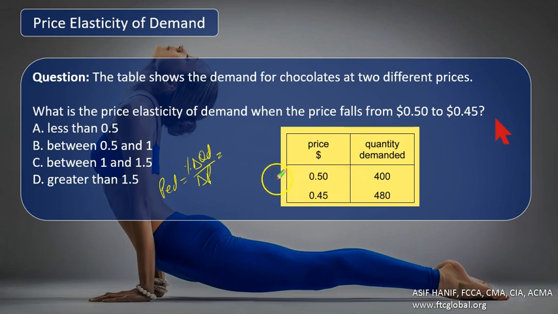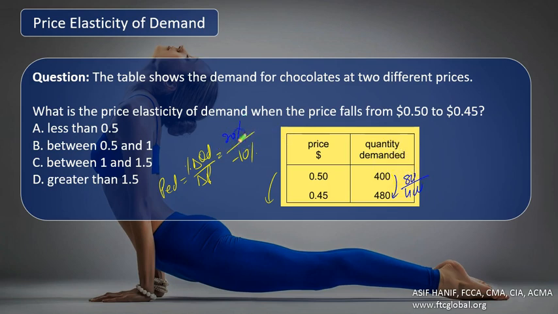So as you can see, the price has fallen from 0.5 to 0.45. So it's a 10% decrease in price. So in the denominator, we will have negative 10%. Whereas quantity demanded has increased from 400 to 480, an increase of 80 upon the original 400, which will give you 20%, right? So it means the increase in quantity demanded is 20%.